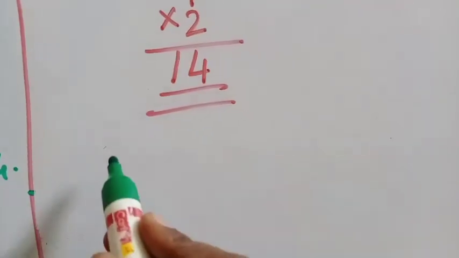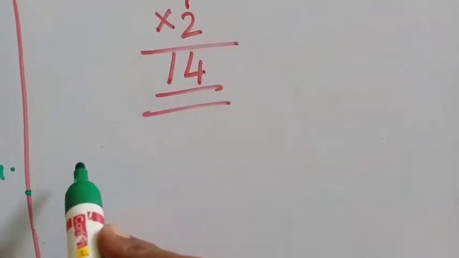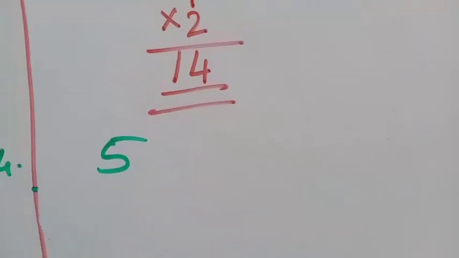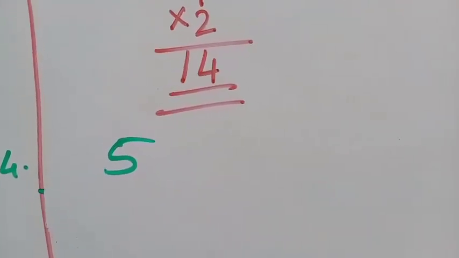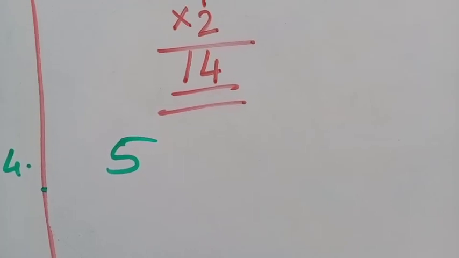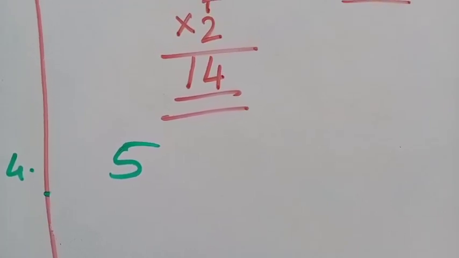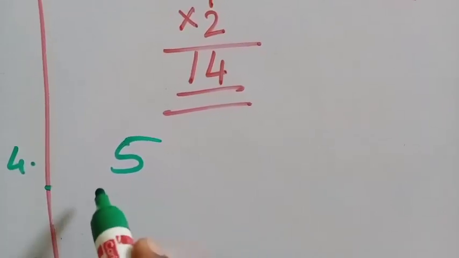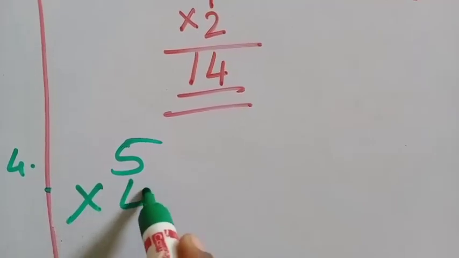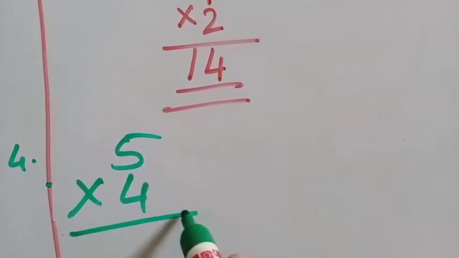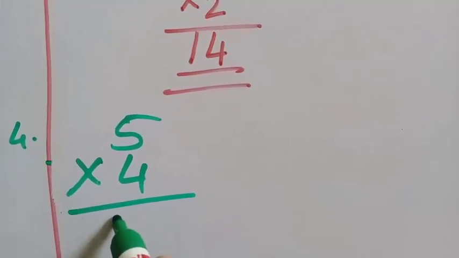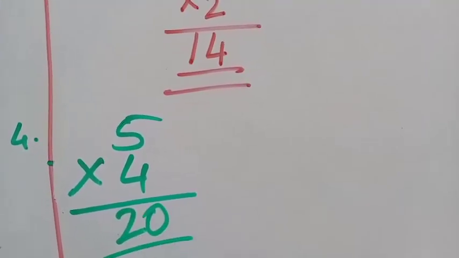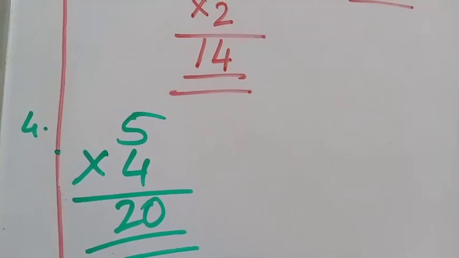So in one room, there are 5 fans, isn't it? Yes. So now we have to find out how many fans are there in 4 such rooms. Okay, so we multiply by 4. Now 4 fives are 20. So what is the answer now? How many fans are there in 4 rooms?